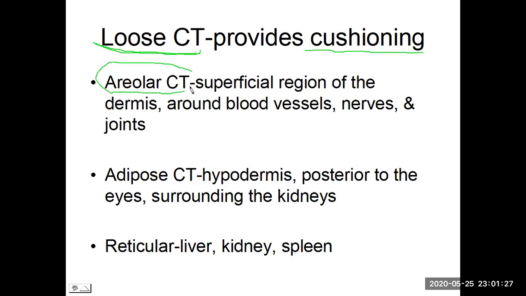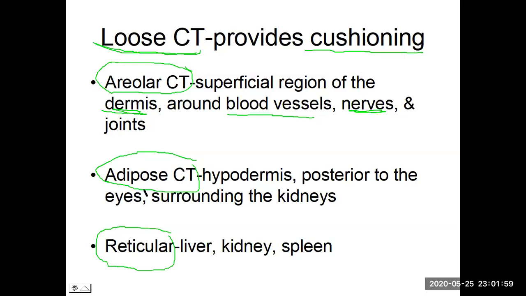There's areolar connective tissue, adipose connective tissue, and reticular connective tissue. And we're just describing locations where we find these. So some examples, areolar is an especially common type of connective tissue. We find this in the more superficial portion of our dermis. It's a cushion around many different organs, so blood vessels and nerves, just a general cushioning protective tissue.